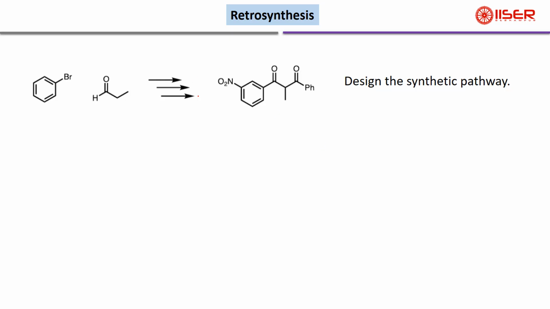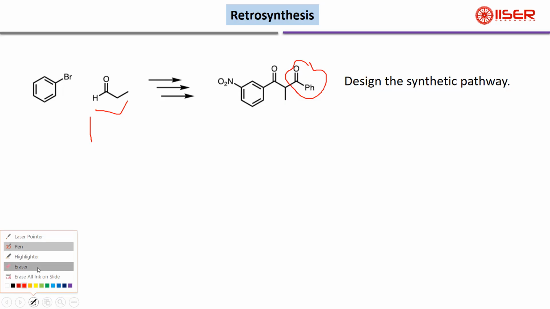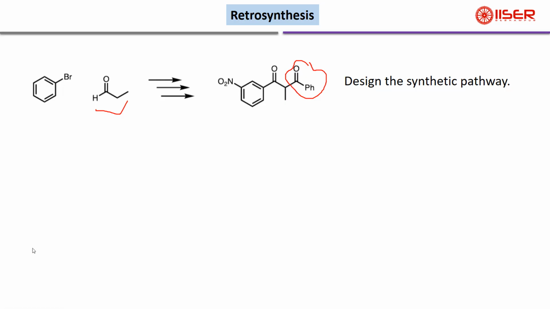Draw the synthetic pathway of this one. So they have started from aldehyde and this bromobenzene. So this part is new. If I try to draw the forward synthesis directly, let's try once. If you can draw the forward synthesis directly, that means you have an idea of retrosynthesis.